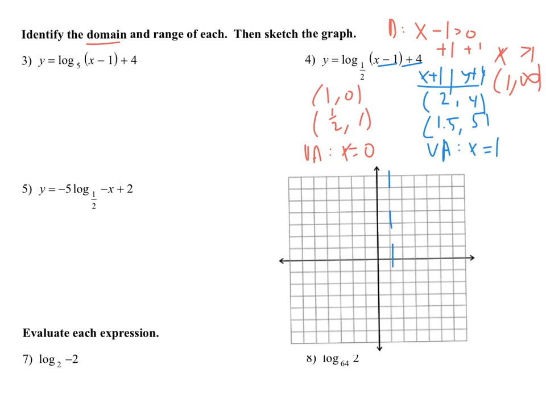All right, so let's graph this asymptote here. And then (2, 4) and (1.5, 5). It looks like it's going to approach the asymptote going up and then kind of run away from it as it goes the other way.